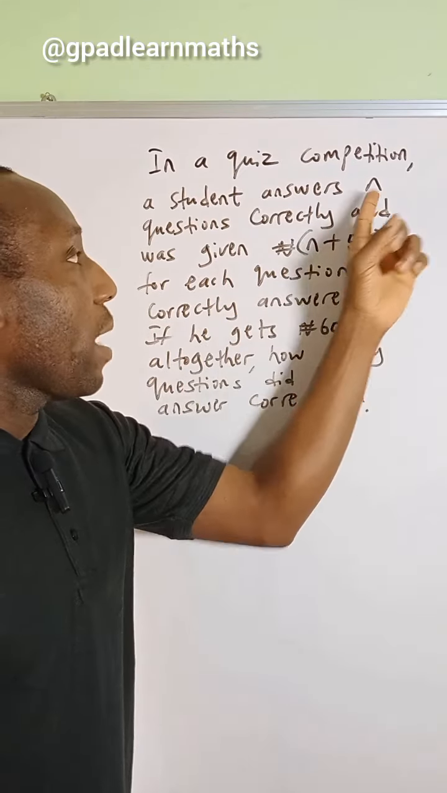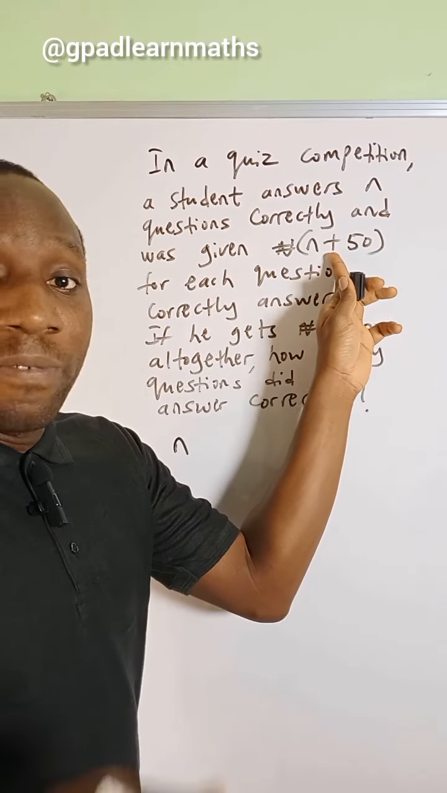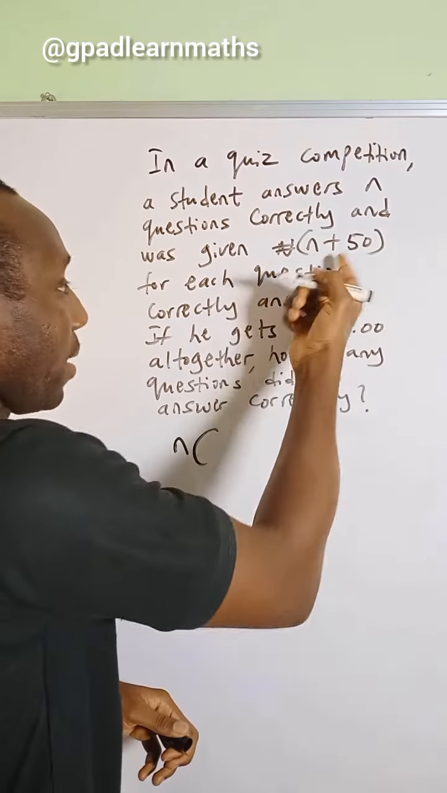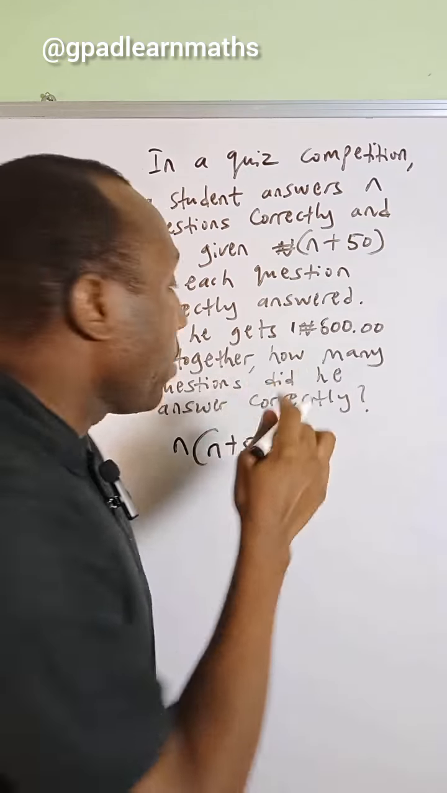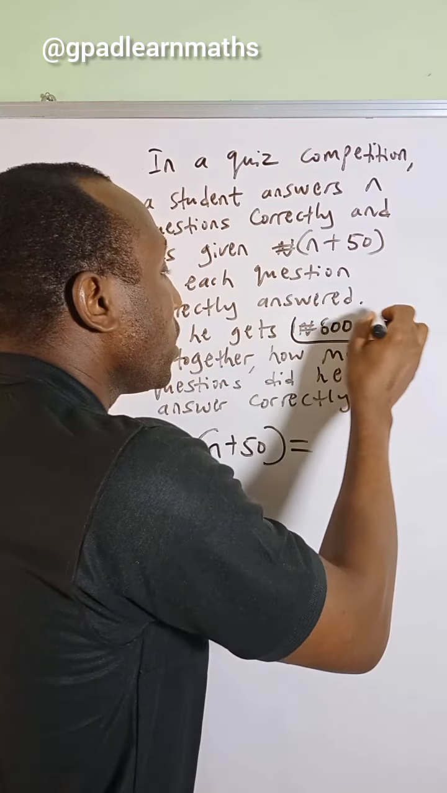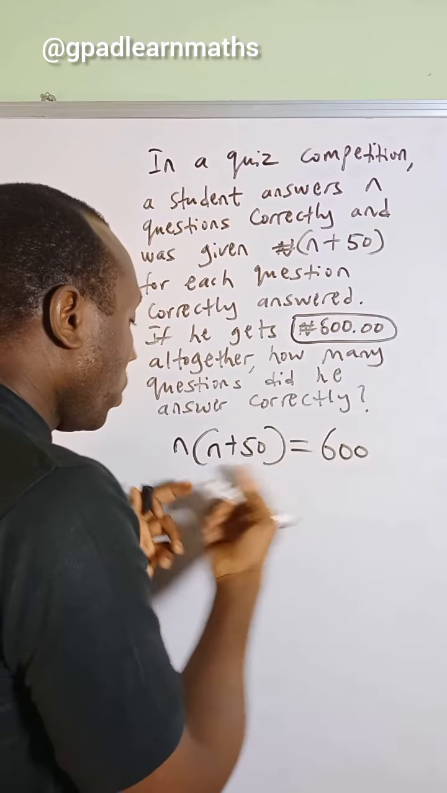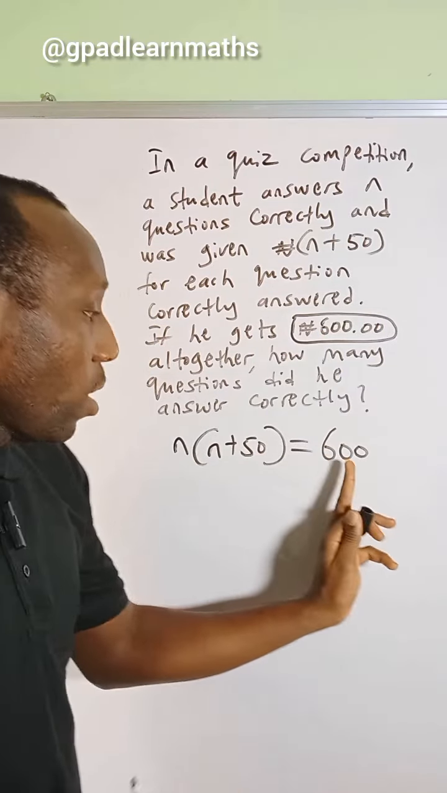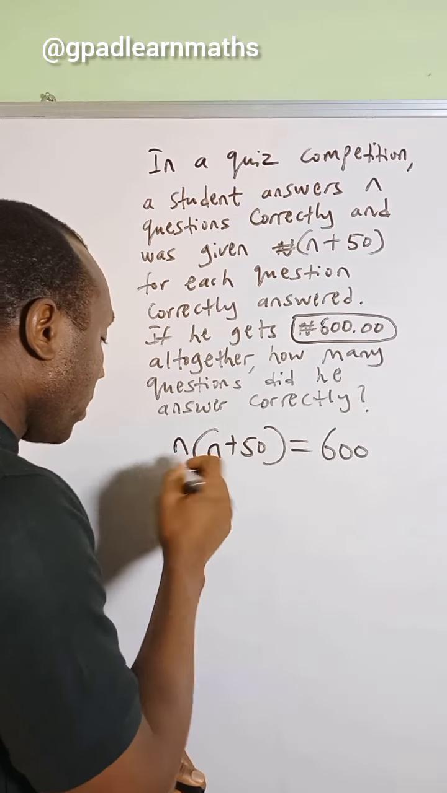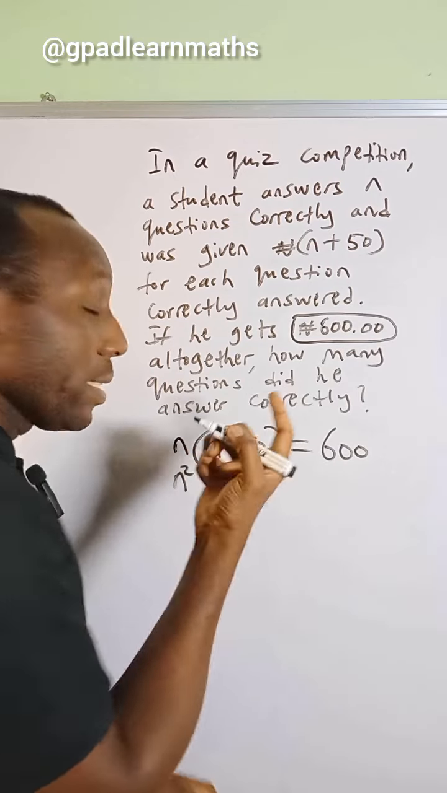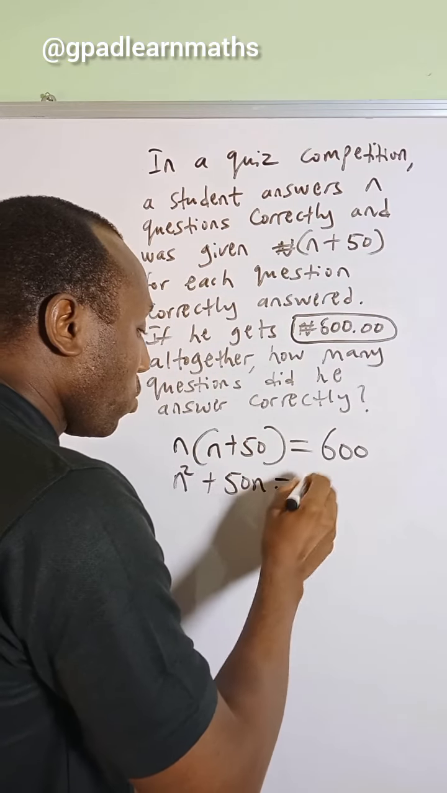So I'm going to multiply n, which is the number of questions he answered correctly, by how much he was given for each question correctly answered, and that is n plus 50. So that's equal to, the good thing about this question is that we were told how much he was given altogether, that's 600 naira. So I'm going to equate the product of this to 600 naira. Now, let us expand this. n times n is n squared. n times plus 50 is plus 50n, which is equal to 600.